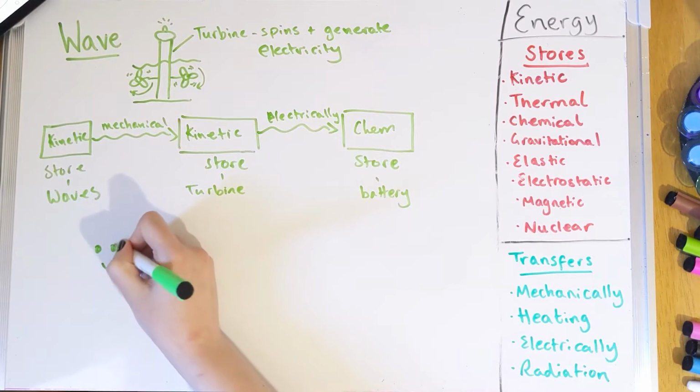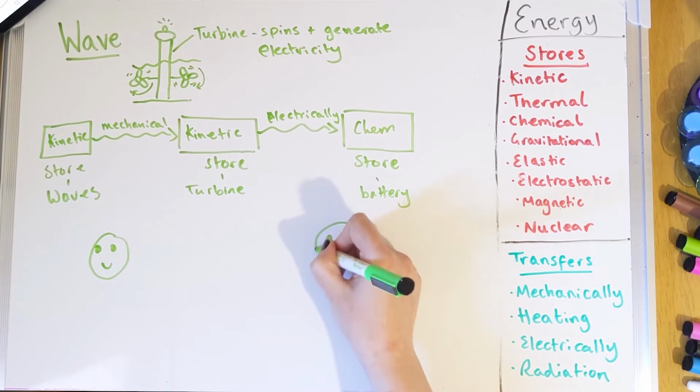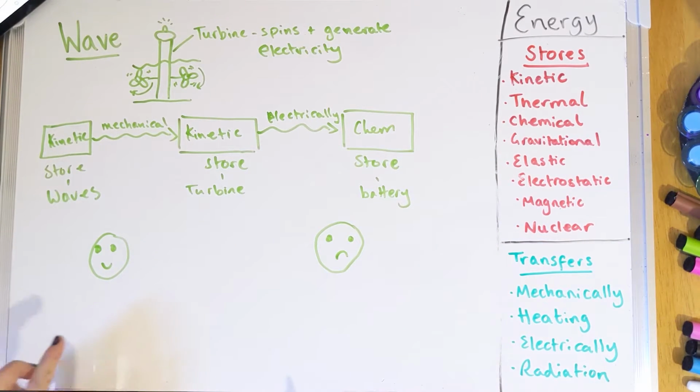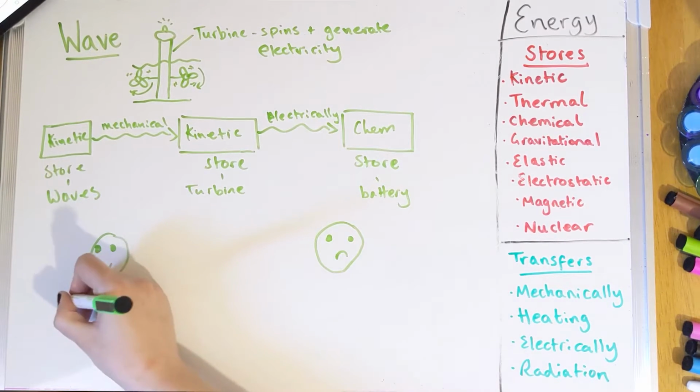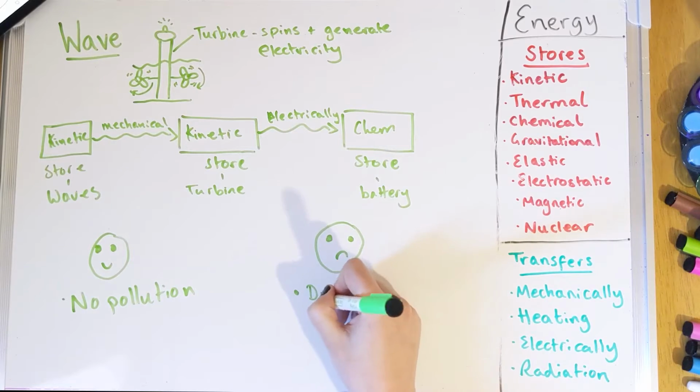Pros and cons of this one as well. In this one with wave power, you have no pollution generated as it runs. But the downsides are it does disturb wildlife when they're being put in and when they're running, and also they're quite unreliable. If you have no wind and no waves, you have no electricity generated.